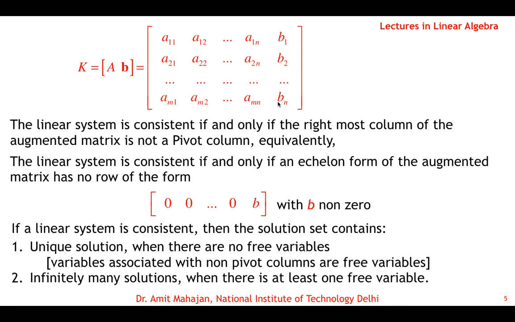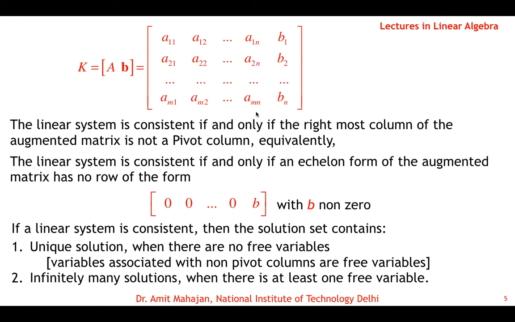So when we say there are no free variables, it means that none of those variables x1, x2, and so on to xn should be free. That means those variables are linked to some column, and that column should not be a non-pivot column. So if all columns of A are pivot columns, then there is a unique solution. If you get any one non-pivot column, then there will be infinitely many solutions to this system of equations.